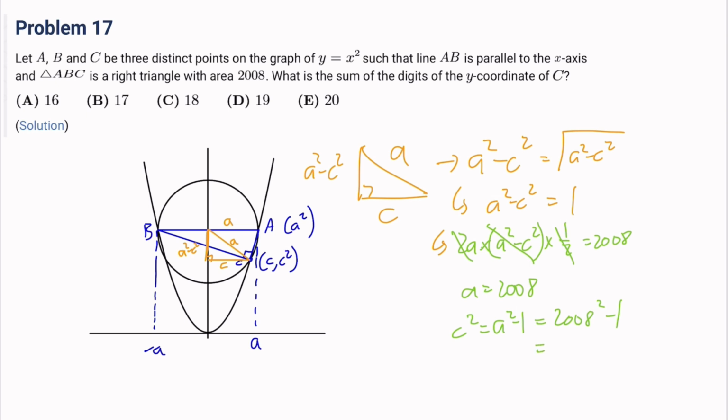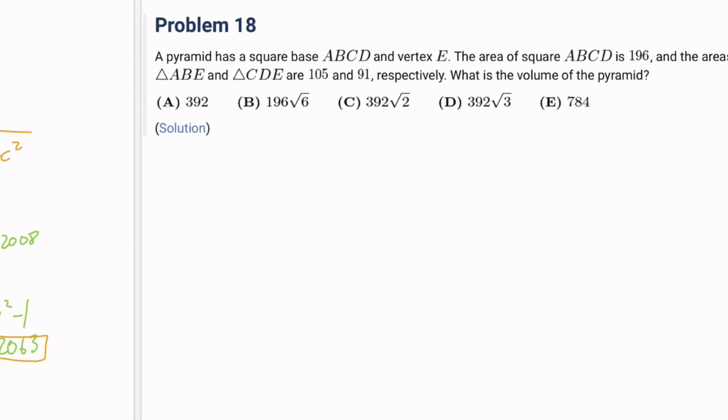So this is 4032064 minus 1, so that would be 4032063. If we want to add the sum of the digits, that's going to be 4 plus 3 plus 2 plus 6 plus 3, and so that gives us 18. So this is our answer. It's 18. It's C.